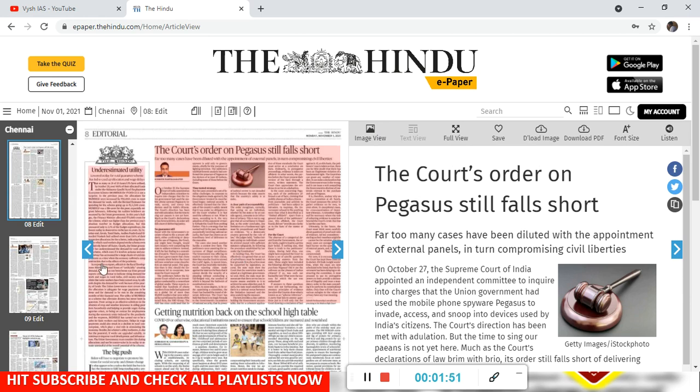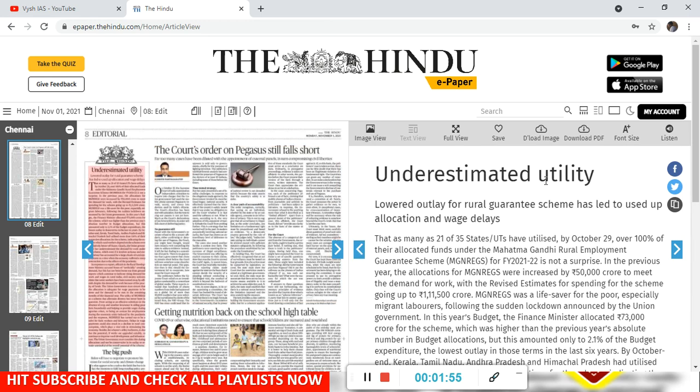Now if you see here, the articles look something like this. If I click on this, this is the first article, Underestimated Utility. This is about the MGNREGA scheme which is there. I'll explain this article. It's a very important article for UPSC students.